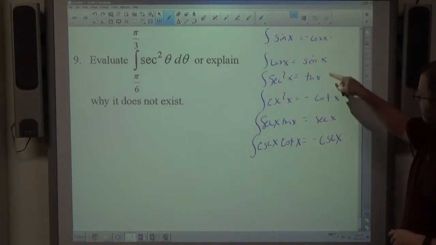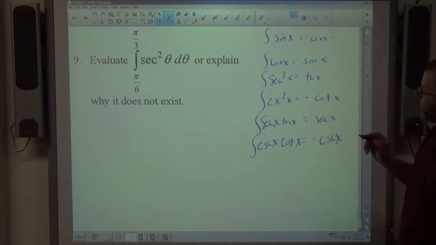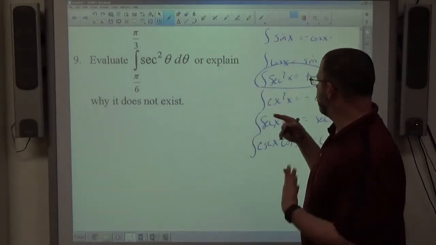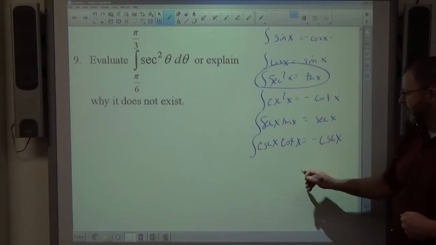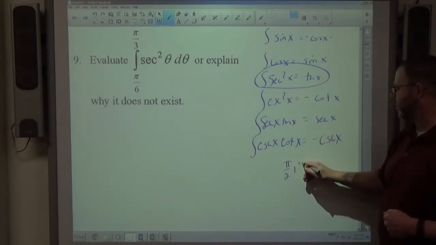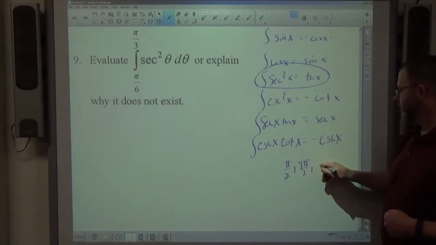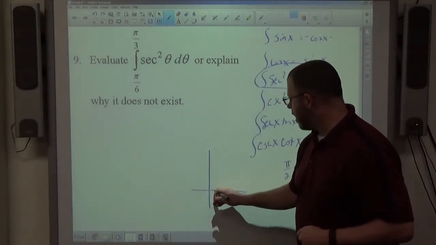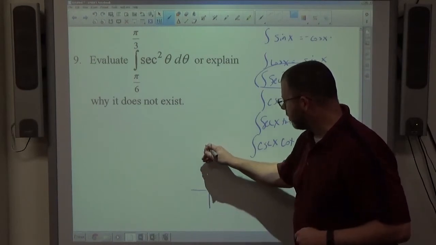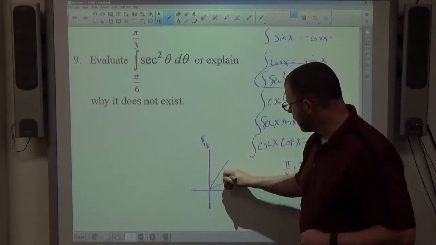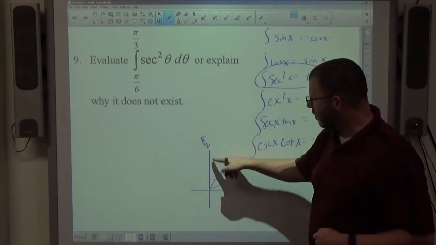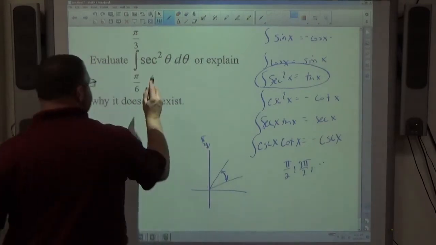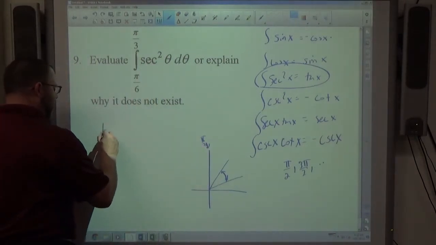If the antiderivative is a cofunction, you put a negative on it. So what I'm saying is, I see secant squared. Once again, where is secant squared undefined? It's undefined at pi over 2. It's undefined again at 3 pi over 2, and so on. If you just imagine a unit circle, pi over 6 is here, pi over 3 is here, pi over 2 is right there. So we're looking at this interval right here, obviously not going to the undefined situation there, so it's not undefined. So secant squared antiderivative is tangent of theta.